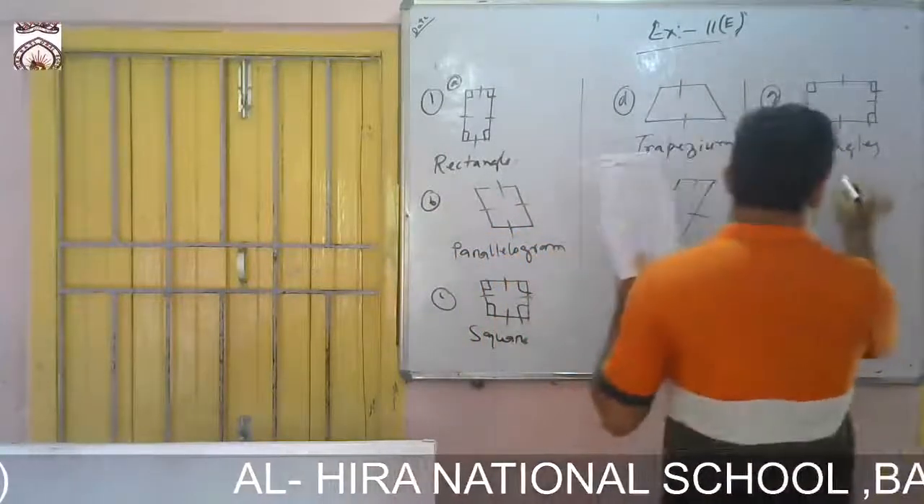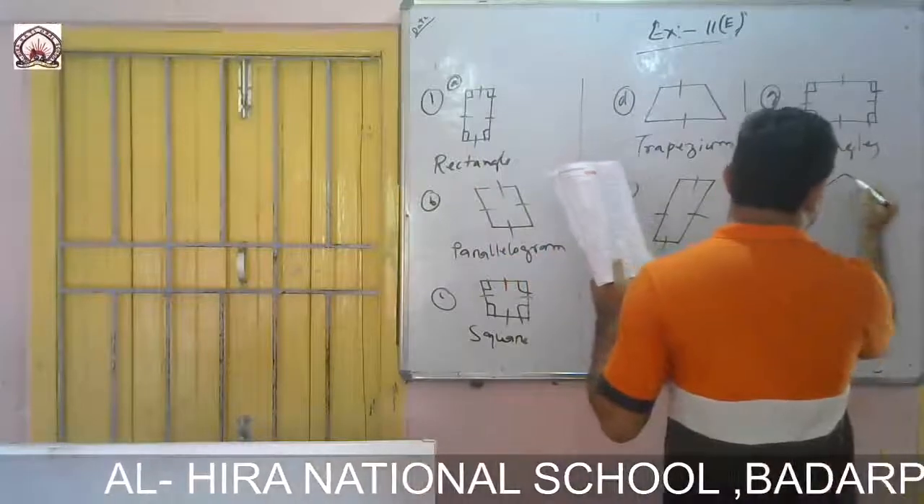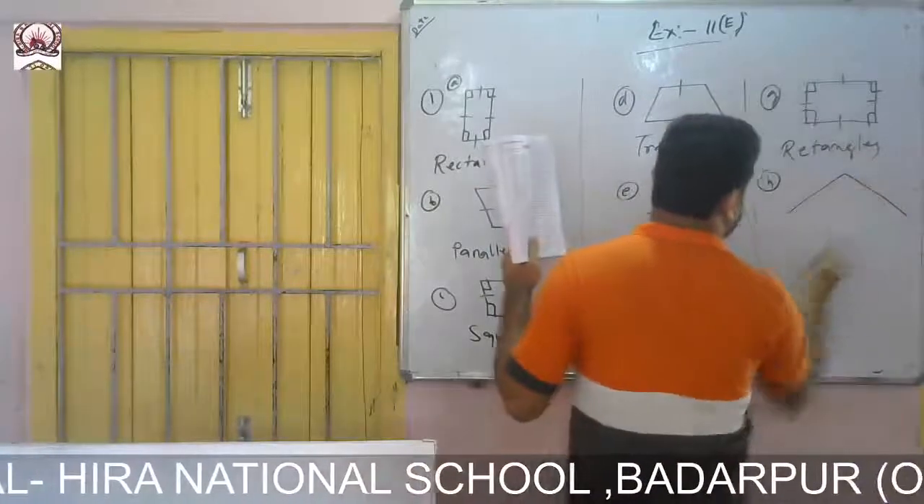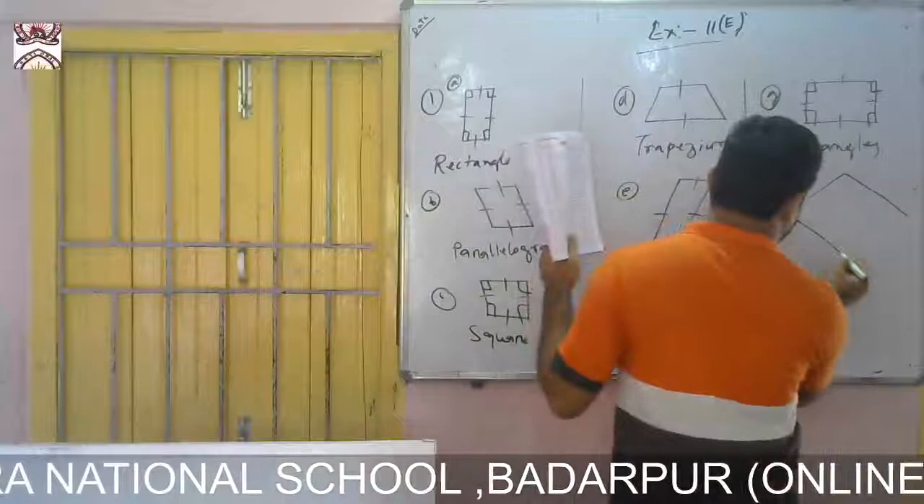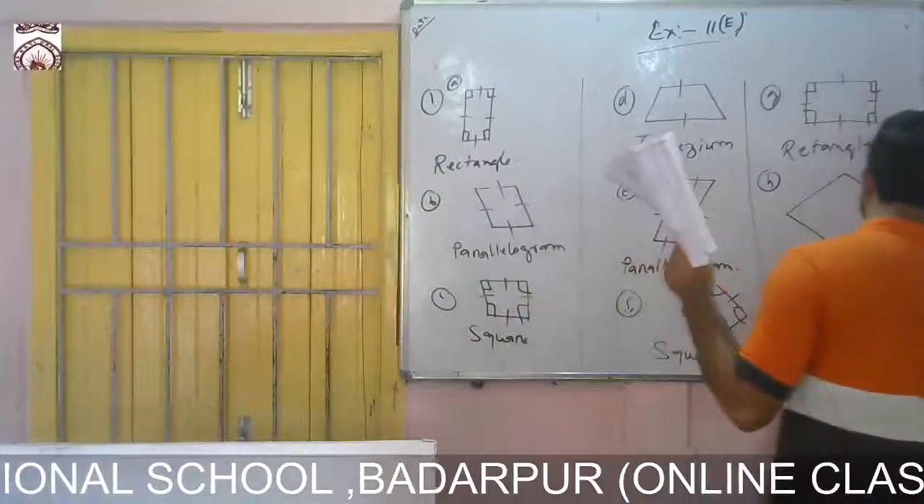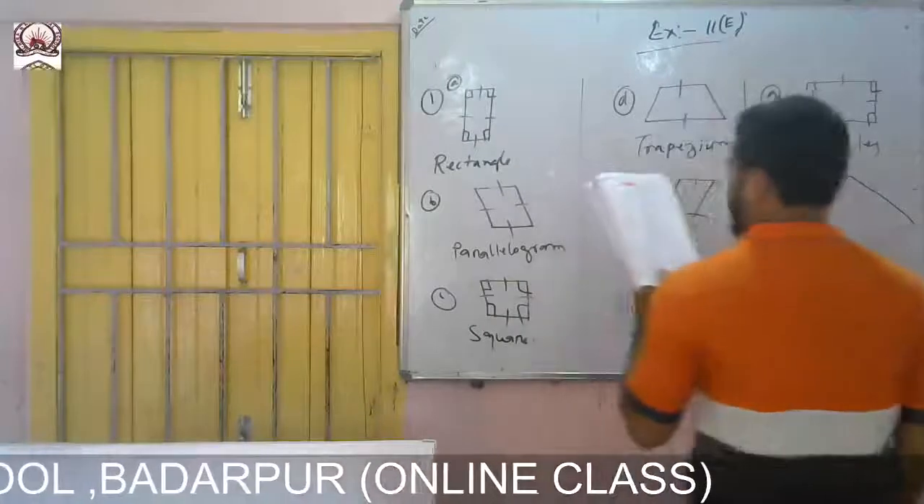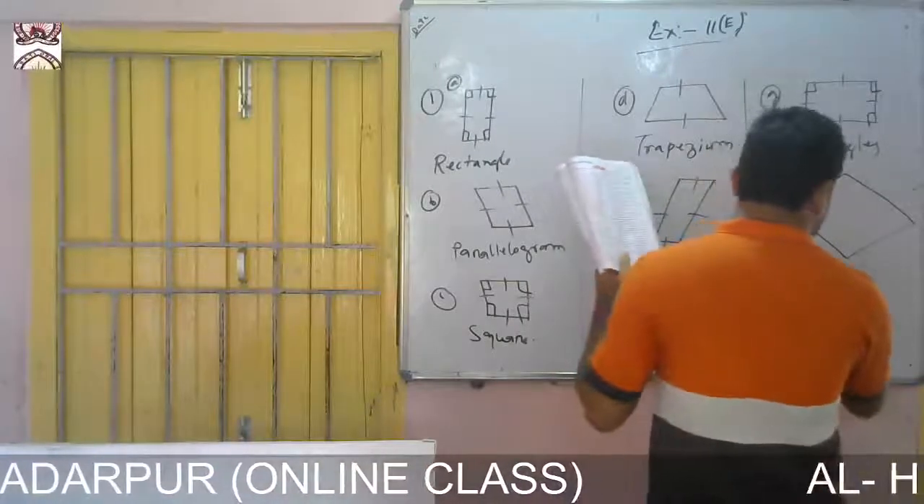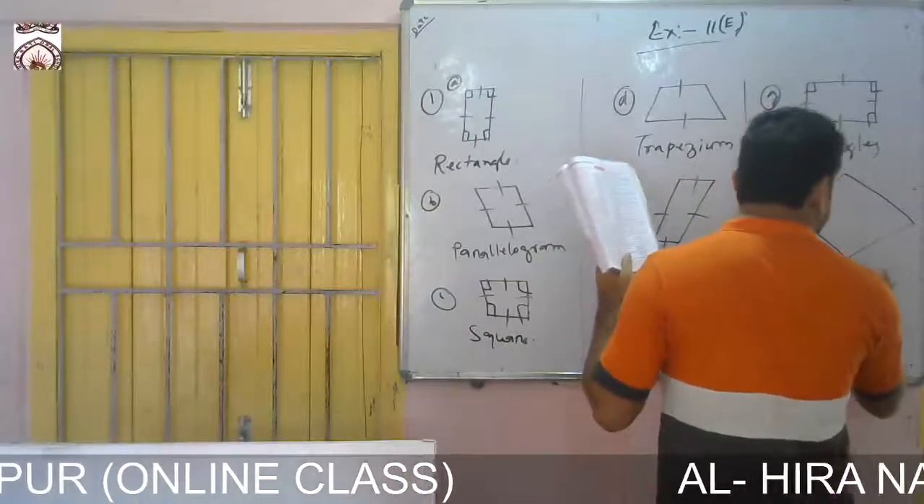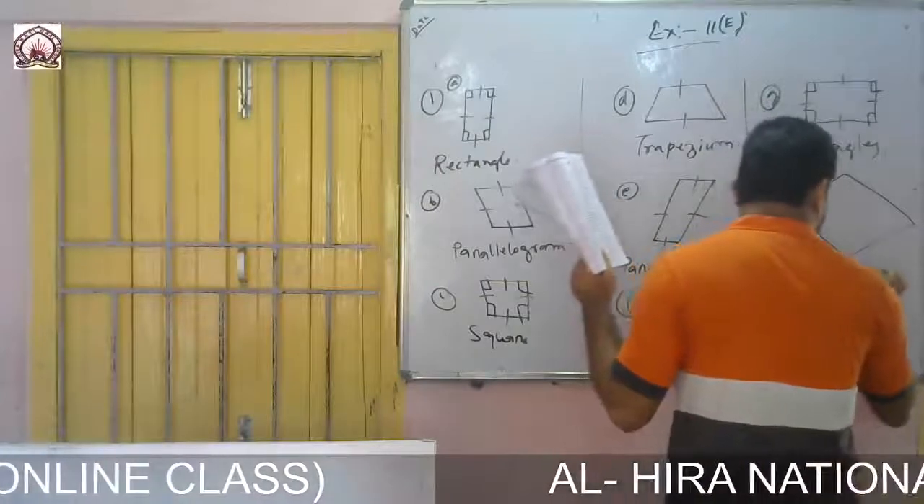And H is a rhombus, you see, because this angle is not 90 degrees. So this is a rhombus. Right, rhombus.